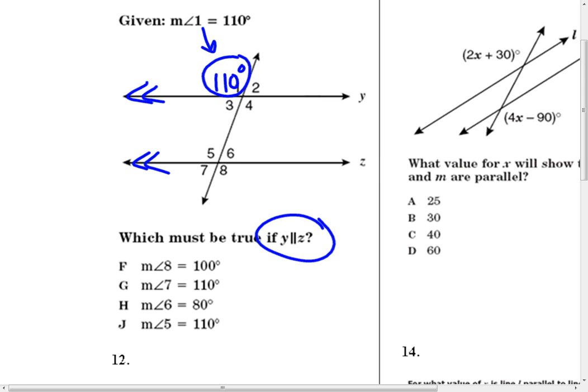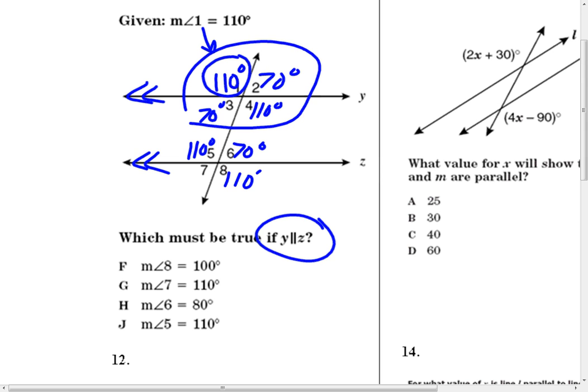What's next to 110 right here? 70. Start using linear pairs, vertical angles, and then we know that this system has to be the same as this system, so everything corresponds. And what are we trying to answer? Which one of these makes sense? Okay. 5 is 110.